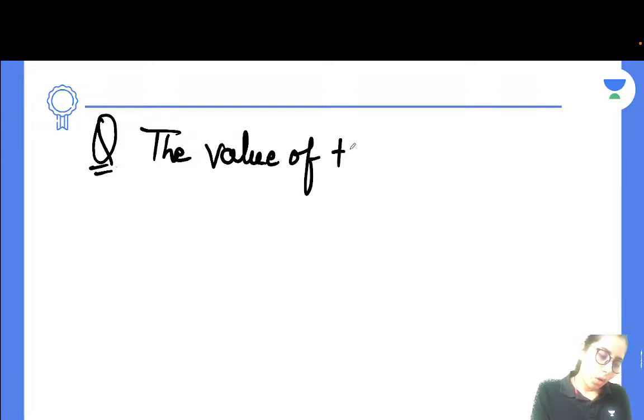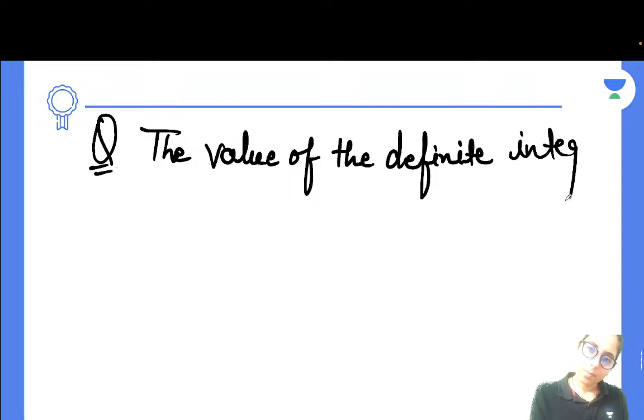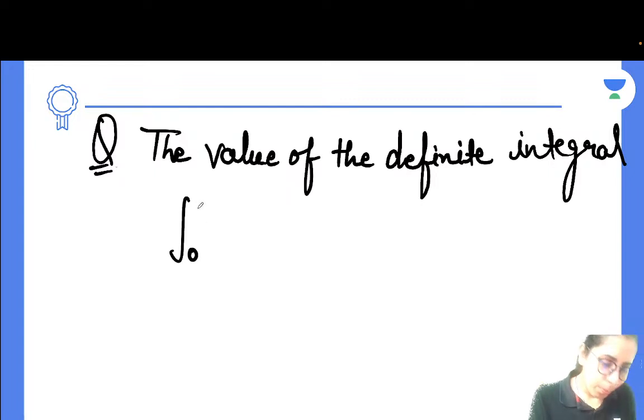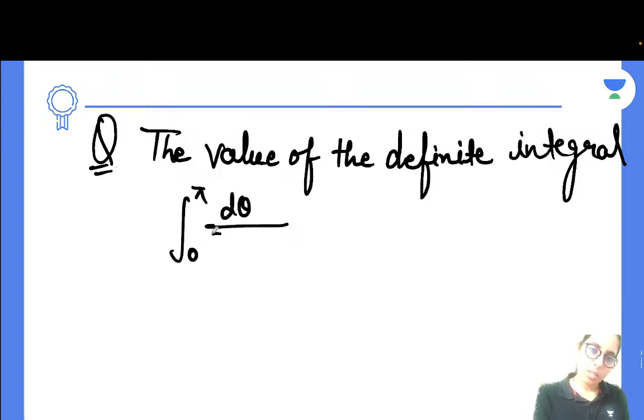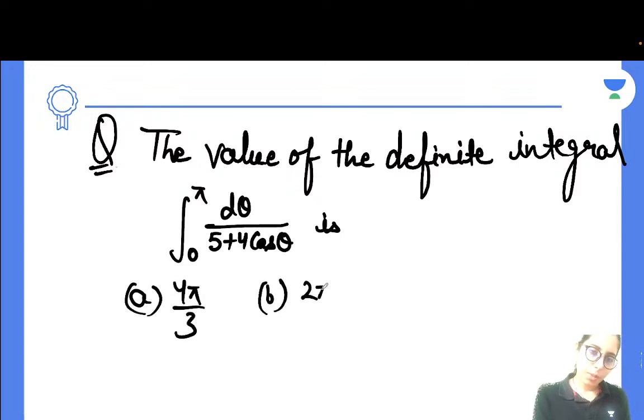The value of the definite integral, which is going to be integration 0 to pi d theta over 5 plus 4 cos theta, is... Options are 4 pi by 3, 2 pi by 3, pi, and then pi by 3.